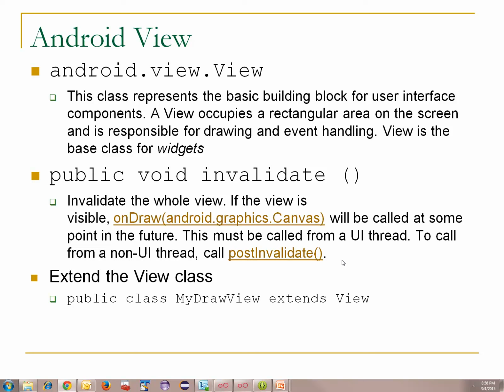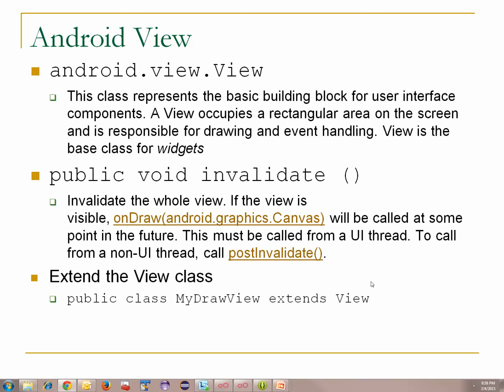Now, just a preview of coming attractions. This invalidate method must be called from the user interface thread. Don't get too wrapped up in that right now. For the things that we're going to do here, it will be the UI thread. Later, we're going to talk about Android threads and multi-threading. Then we will look at a method called postInvalidate, which can be called from a non-UI thread and will cause onDraw to be called. Don't worry about it too much right now.